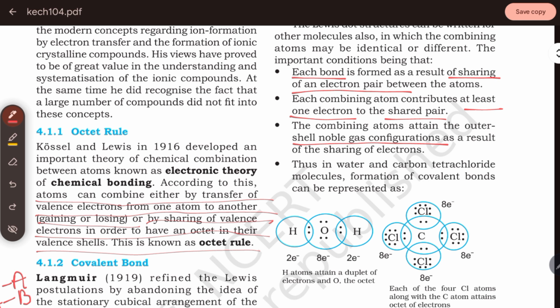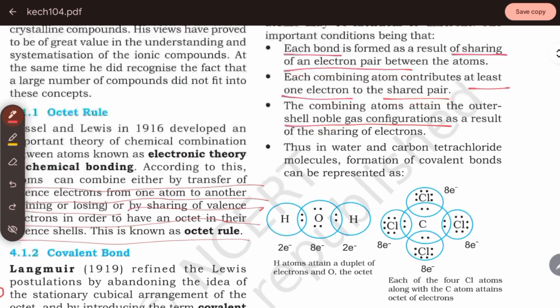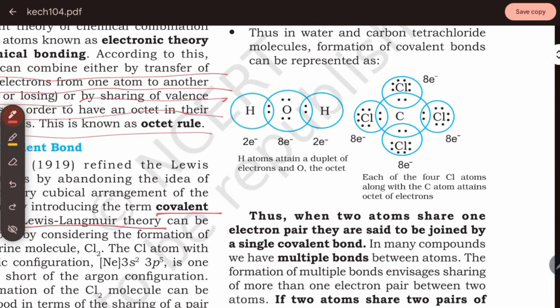That is the reason why they are sharing their electrons. Now examples like water, carbon tetrachloride, that is being shown here. This is H2O, 2 hydrogen, 1 oxygen. This is CCl4, 1 carbon and 4 chlorine. Let us see. Now hydrogen has only 1 valence electron. Oxygen has how many? 6. I am drawing another hydrogen with 1 valence electron.